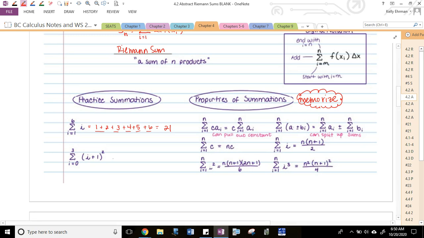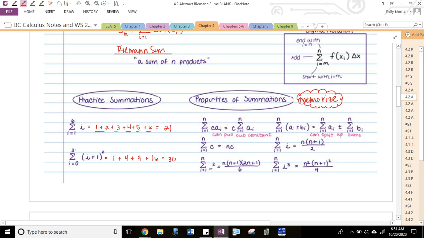I plus 1 squared. So now we're going from 0 to 3. So here's where we don't have to start at 1. So 0 plus 1 squared is 1, plus 1 plus 1 squared, 2 squared is 4, plus 2 plus 1 is 3, squared is 9, plus plug 3 in, that's where we're ending, 4 squared is 16. 5 plus 9 is 14, plus 16 is 30.